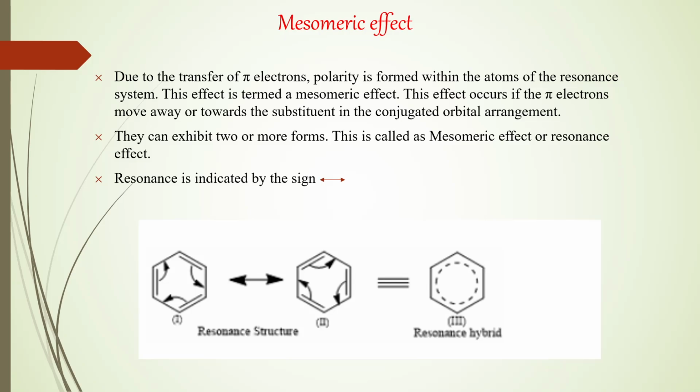Mesomeric effect. Here the transfer of pi electrons present in the ring donates the electron inside the ring. This effect is called the mesomeric effect. This effect occurs if the pi electrons move towards or away from the substrate which is present in the conjugated system. It can exhibit 2 or more forms. This effect is called the mesomeric effect or else the resonance effect.